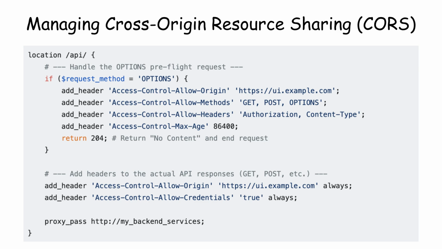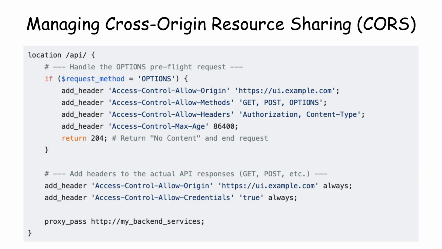While you could add these headers in your backend code, handling it in NGINX is more efficient and consistent. It keeps this infrastructure concern out of your business logic. A key part of CORS is the pre-flight request. For any request that is considered non-simple by the browser, such as one with a custom authorization header, the browser first sends an OPTIONS request to see if the actual request is allowed. Our NGINX configuration must handle this gracefully.